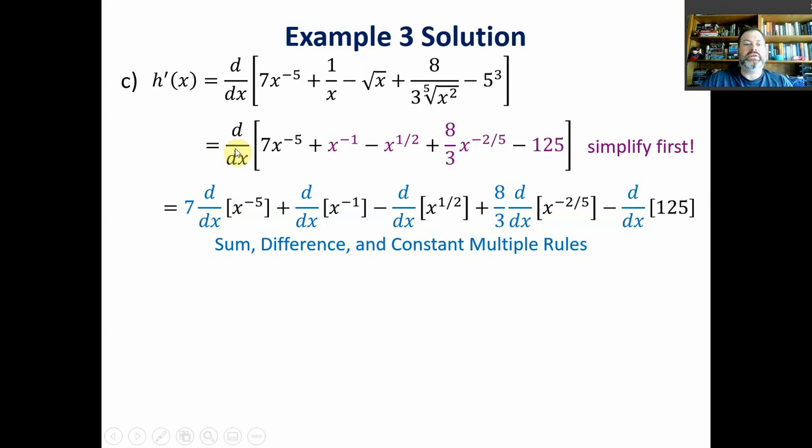So look at what happened. The d/dx gets pushed all the way in next to x to whatever power, right? So here the d/dx gets pushed right here. So it gets factored into the 7. It gets pushed in here, here. It gets pushed inside the negative. Here it gets pushed inside the 8/3.